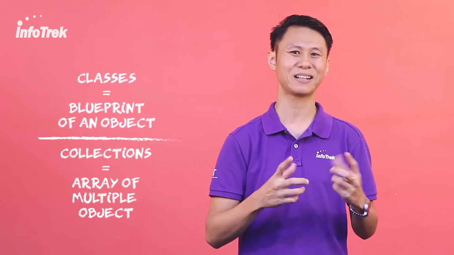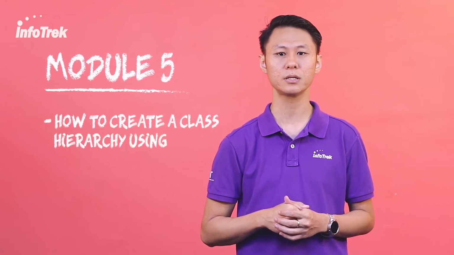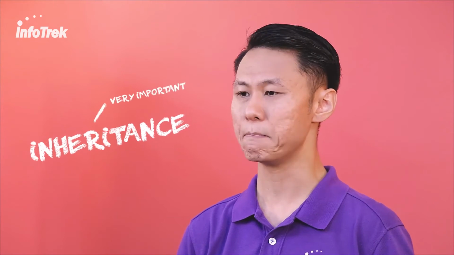Collections, it's practically like an array of multiple objects. So I just need to stand by to help you guys understand more in this Module 4, which will then move on to Module 5, which is an extension from what you have covered in Module 4, learning how to create a class hierarchy using inheritance. So inheritance is one thing very, very important, that will proceed for you guys to understand further and in a more advanced manner about object-oriented programming concepts.